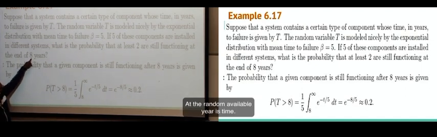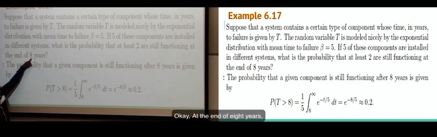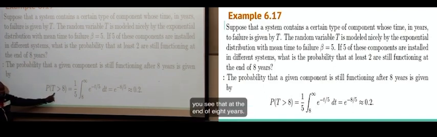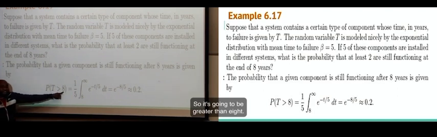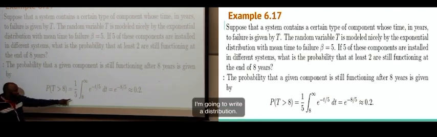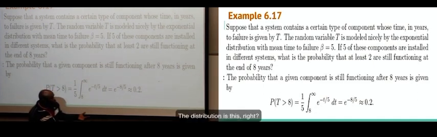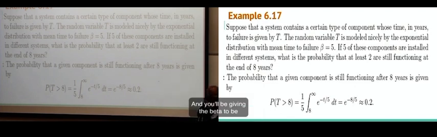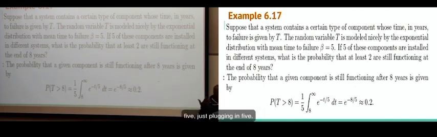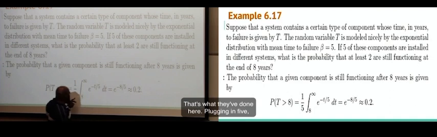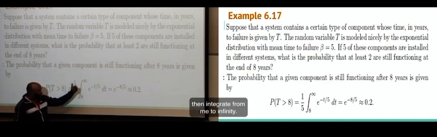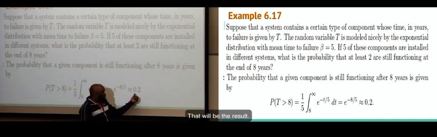At the end of 8 years. What do we mean by that? The random variable here is time. At the end of 8 years, we mean time greater than 8. So it's going to be t greater than 8. I'm just going to write the distribution. What is my beta? We know the distribution is this, and you're given the beta to be 5. Just plugging in 5, then integrate from 8 to infinity. That will be the result.